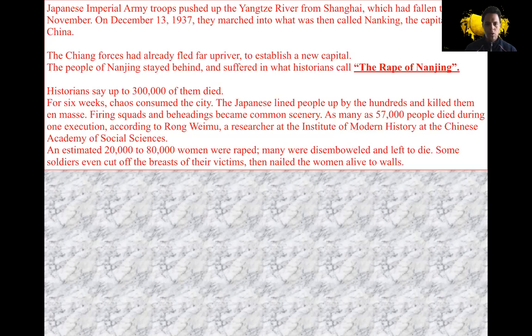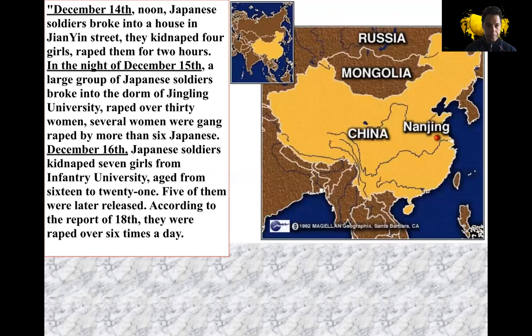And according to Rong Wiem, a research institute in the modern history at the Chinese Academy of Social Science, an estimated 20,000 to 80,000 women would be raped or taken as sexual slaves by the Japanese soldiers, hence the name Rape of Nanking. Many people were disemboweled and simply left to die, and soldiers would even cut off the breasts of their victims and then nail women alive to walls.